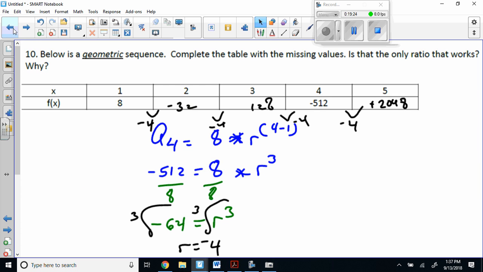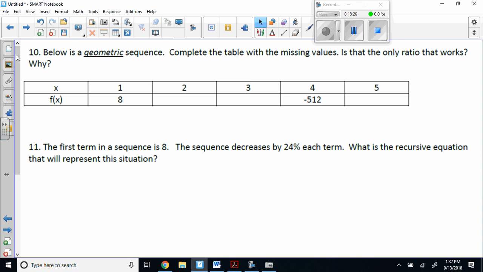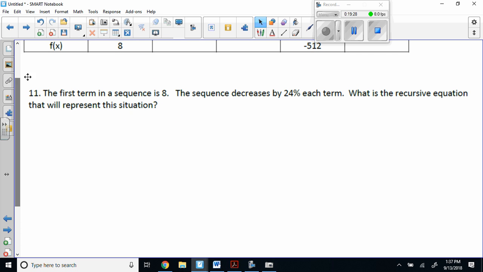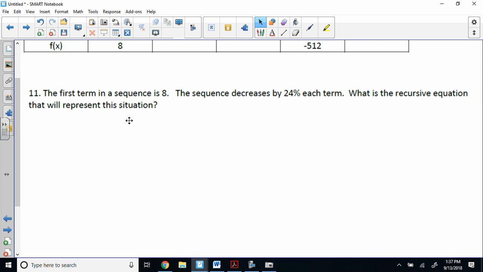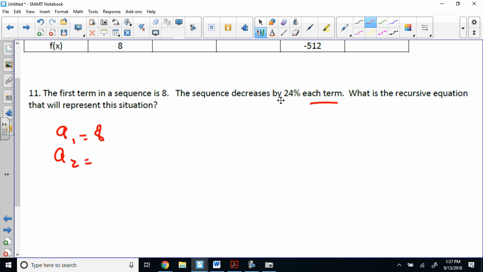Now we got to go to number 11. Let me back up over here. Number 11. Ladies and gentlemen, please participate in said activity. If the first term in the sequence is A, let's write that down. A1 equals 8. The sequence is decreased by 24% each term. So A2 is 24% less than A1. What is the recursive equation that will represent this situation?